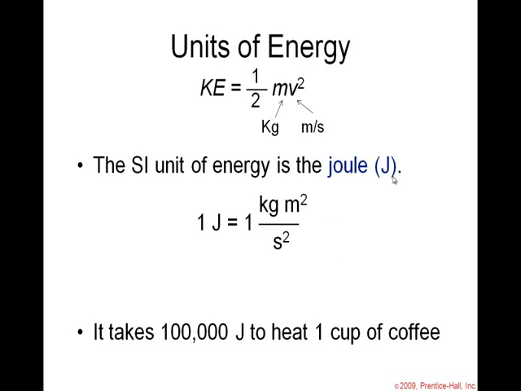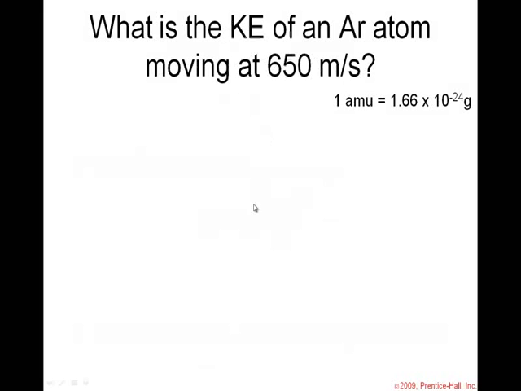A joule is a really small unit of energy because it takes 100,000 joules to heat 1 cup of coffee, to go from room temperature to boiling. So let's go ahead and figure out a kinetic energy problem. So we want to find the kinetic energy of an argon atom moving at 650 meters per second. And you're given that 1 AMU of any atom is 1.66 times 10 to the minus 24th grams. So we've got to get the mass of that argon atom in kilograms, right? Because that's the SI unit.